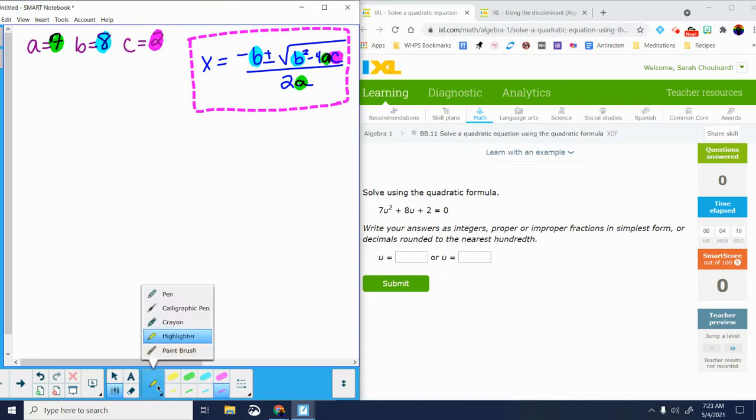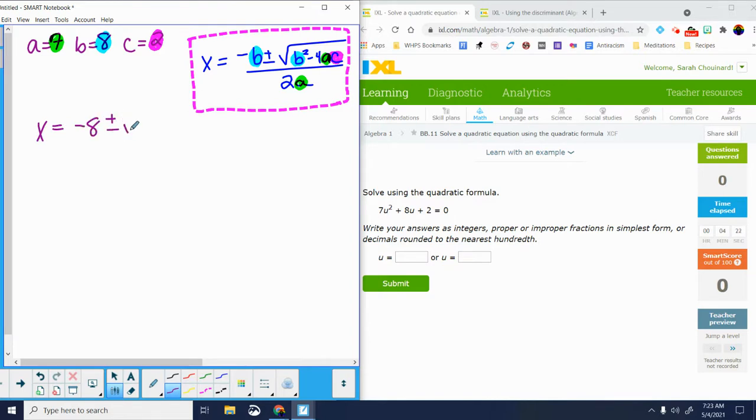So for this problem, it's going to turn into x equals -8 plus or minus the square root. In parentheses, I put 8 squared minus 4 times 7 times 2. Again, all in parentheses, all underneath the square root. And then that's all over 2 times a.